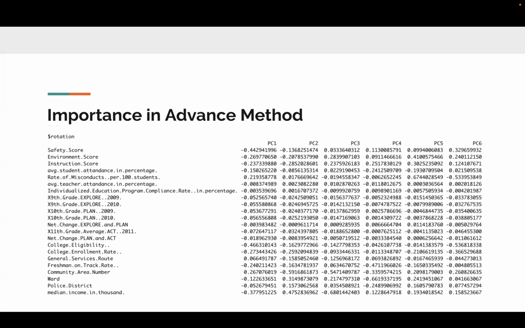Upon analyzing the loading scores of the PCs, I found the safety score and college eligibility have the most significant contribution to the first PC, while community area number is most substantial for the second PC. Median in thousands is the most substantial contribution to the third PC, while wealth is the most significant contributor to the fourth PC. In summary, the area, median income, safety score, and college eligibility are associated with the graduation rate based on the results of the PCR analysis.